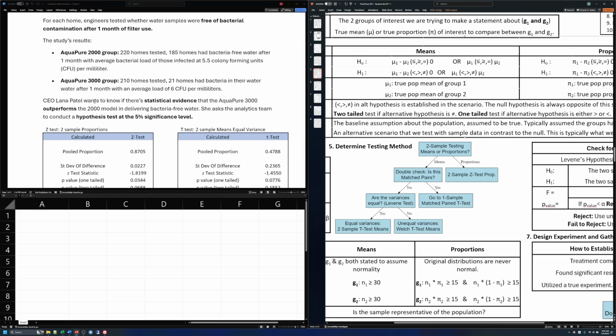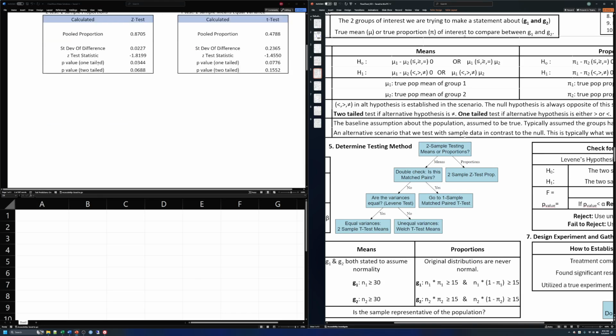So let's go ahead and see. We want the statistical evidence that the AquaPure 3000 is outperforming. We have to think about, okay, what does outperforming mean in here? Because sometimes outperforming could mean a bigger value, and sometimes outperforming could mean a smaller value. So we want to know the proportions of homes that are bacteria-free. And for us to be outperforming, we want more and more homes that are bacteria-free. So that means that we want AquaPure 3000 to have a higher proportion than the AquaPure 2000 of bacteria-free households.